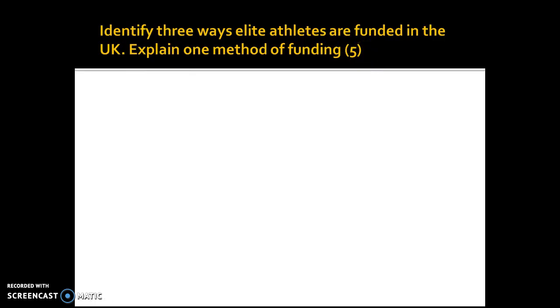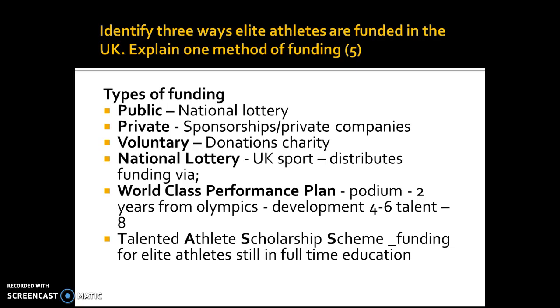One comes from the National Lottery. One comes from sponsorship. One comes from charities and donations. Let's see if you can work it out from that. So you have types of funding then. Public, which is the National Lottery. Private, which is sponsorships and private companies, e.g. Nike. Then you've got voluntary, things such as donations and charity.